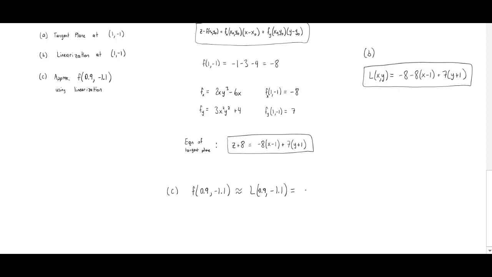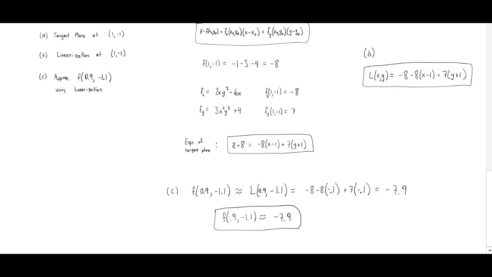So let's see what we'll get when we plug everything in. So plug in 0.9 for x. So 0.9 minus 1 will be negative 0.1. Okay? And then we also have plus 7 times, okay, so for y, if we plug in negative 1.1 for y, it'll be, I guess, negative 0.1 again, okay? And if we just multiply and add all that up, this would be negative 7.9. Yeah, negative 7.9, all right? So without using a calculator or anything, we can estimate our function at this point to be approximately negative 7.9. Okay? All right, any questions about that?